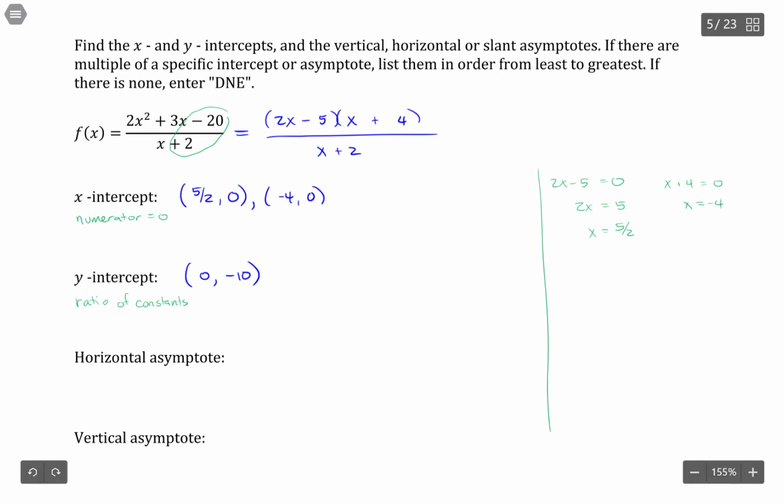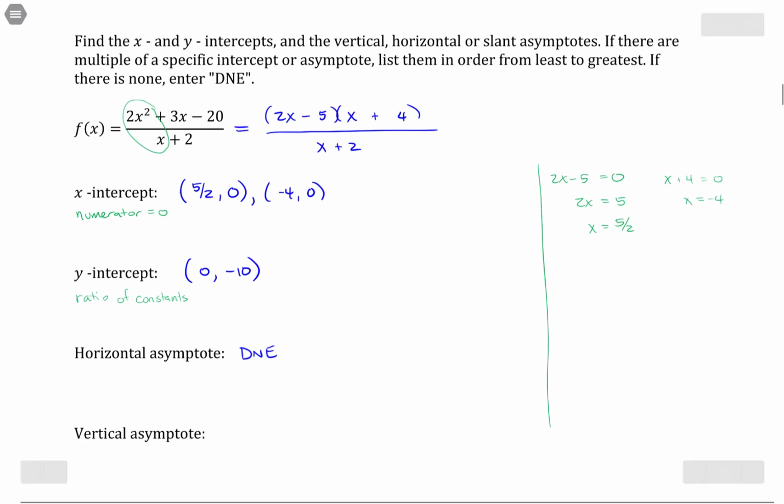The horizontal asymptotes. Horizontal asymptotes, there's a set of rules that we work with, but generally what we do is we take the leading term of our polynomials and we compare their degrees. So the degree of the numerator is larger than the degree of the denominator. And the rules that we have tell us that there is no horizontal asymptote. So in this case, the horizontal asymptote does not exist. What happens is we actually have a slant asymptote.